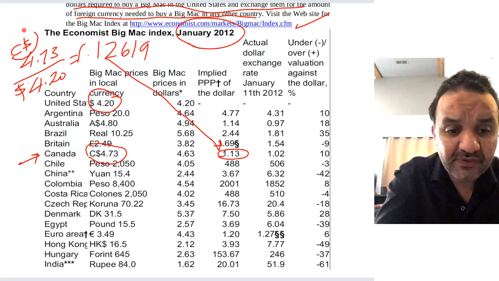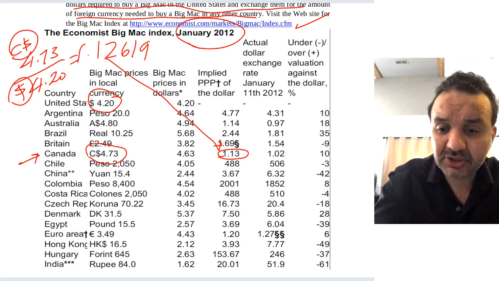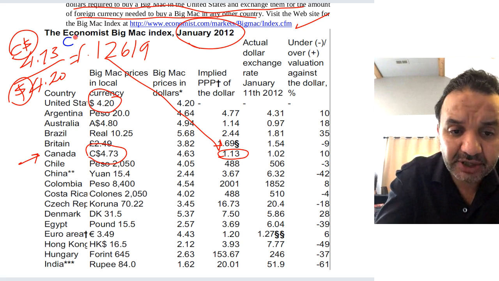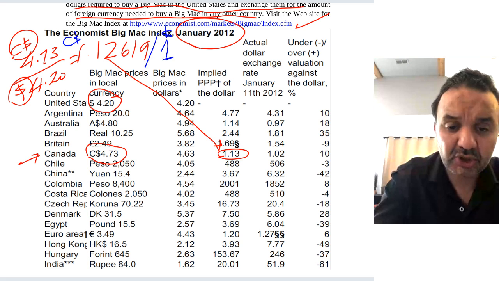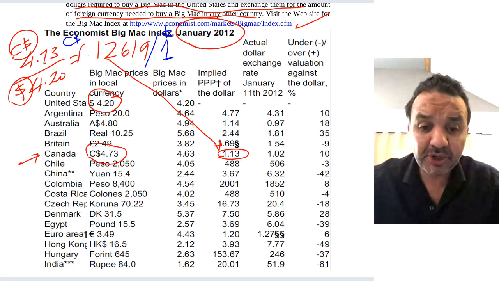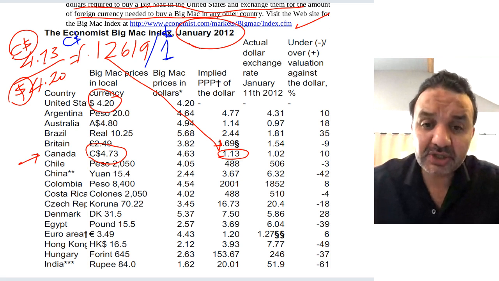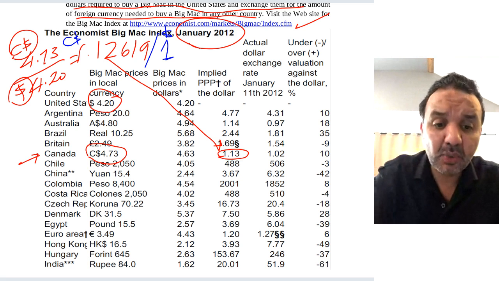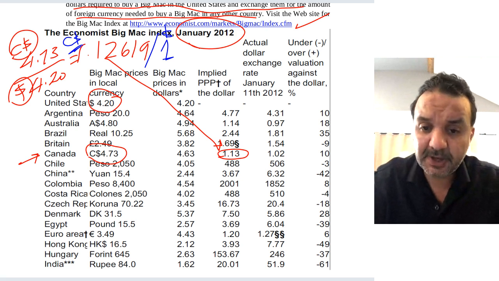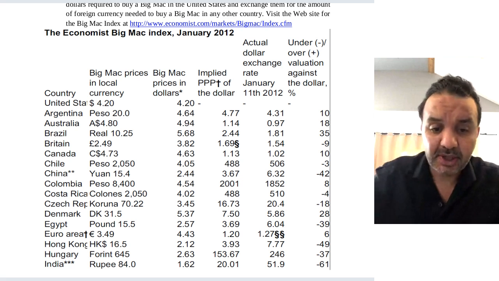So 1.13 what? We are dividing Canadian dollars by US dollars, so it should be written like this: Canadian dollars per 1 US dollar. This means the Big Mac Index predicts that the price of 1 US dollar should equal 1.12 or 1.13 Canadian dollars. Okay, let's try one more example.